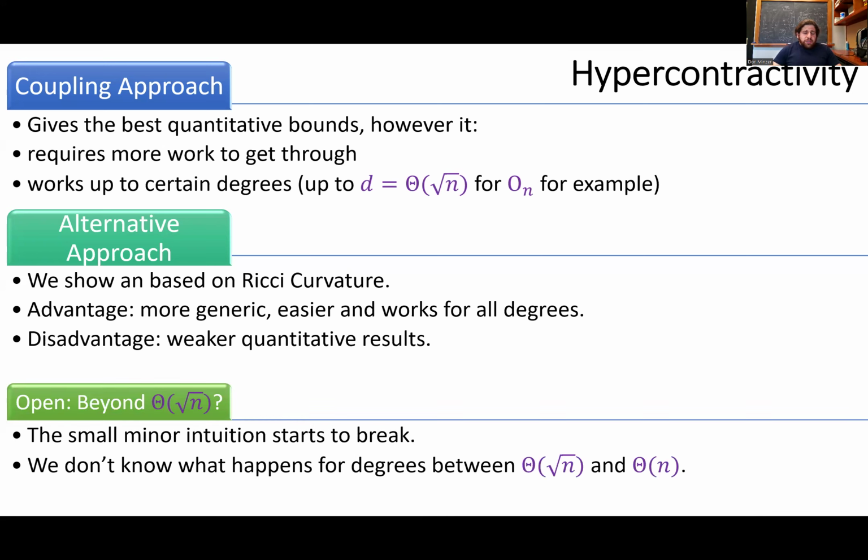So what happens between root n and n? Well, we don't really know. So we know that beyond degree n, basically what you get from the Ricci curvature-based approach should be the truth, up to, again, some constants. But between root n and n, we don't really know what should be the case, and maybe there is some third approach that addresses this case. So this would be interesting to study.